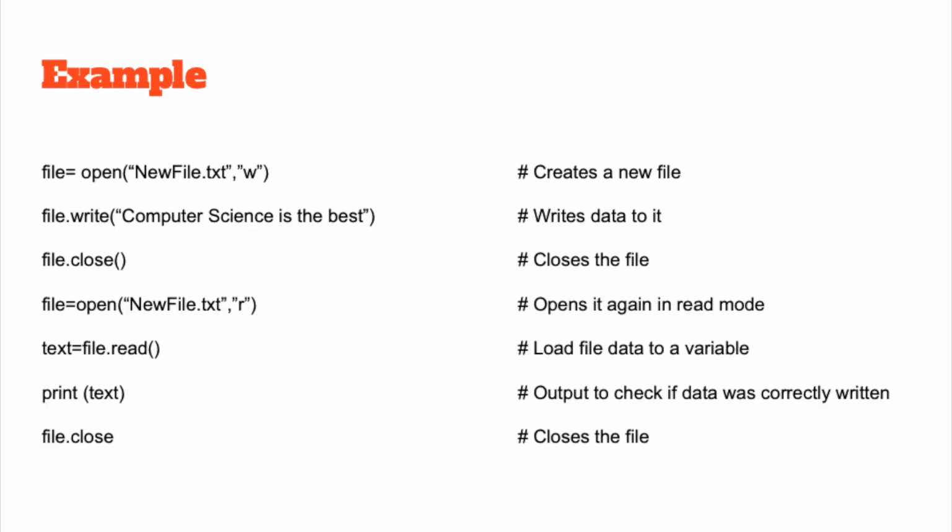We're opening new file.txt in write mode. We're writing "computer science is the best" to it. We're closing the file. Then we're opening the file in read mode. And then we're storing whatever's in the file in a text variable. And then we're printing this variable out. And then we're closing the file once again. Now this allows you to check that what you've written is in the file. So you should have an output on screen which says computer science is the best.